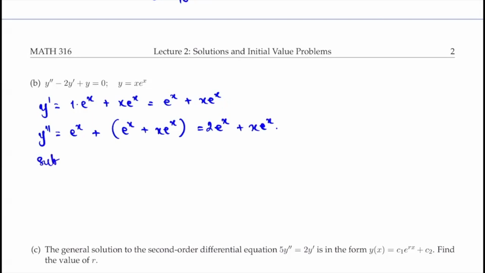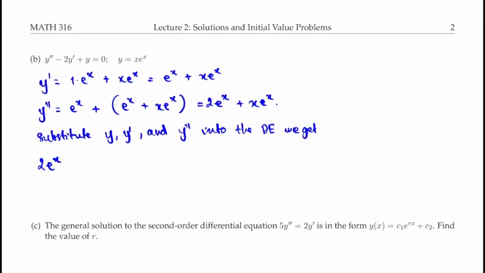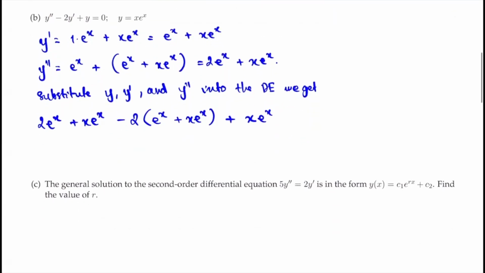Then you substitute y prime and y double prime into the differential equation. We get 2 times e to the x plus x times e to the x. So that's the second derivative, substituting here. The first derivative answer, substituting this. And then y is given. Minus 2 times y prime, which is e to the x plus x times e to the x, plus y, which is x times e to the x. Sorry, so this is just the left-hand side.